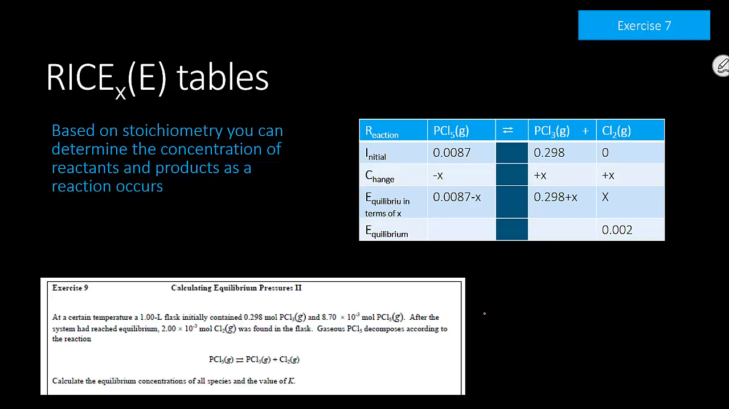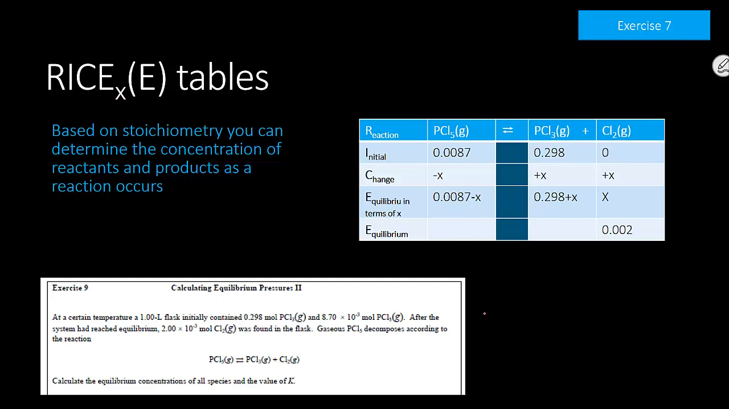If any of you are chemistry majors and have seen it as just Rice, I have an extra step. So exercise 9 in our packet has us set one of these up. It says at a certain temperature, a 1 liter flask contains 0.3 moles of phosphorus trichloride and 0.008 moles of phosphorus pentachloride.